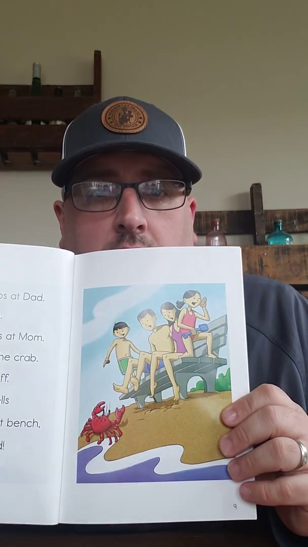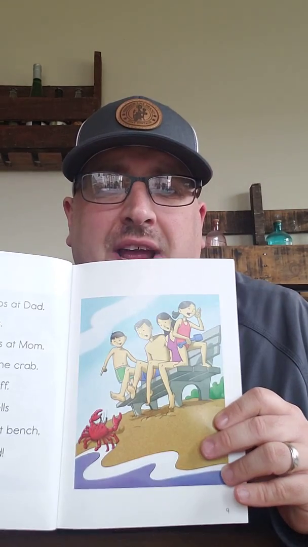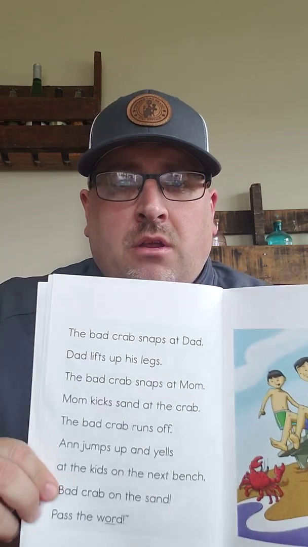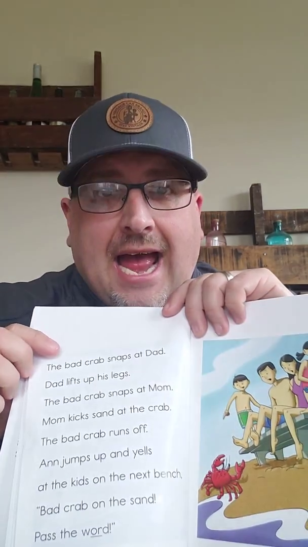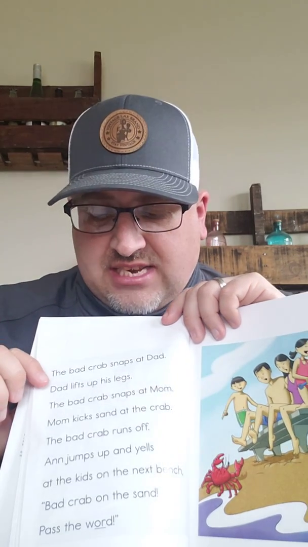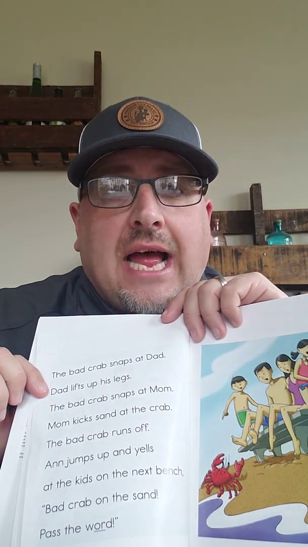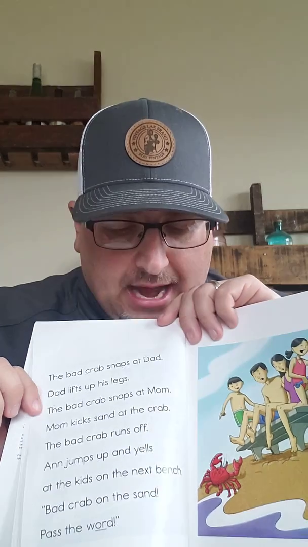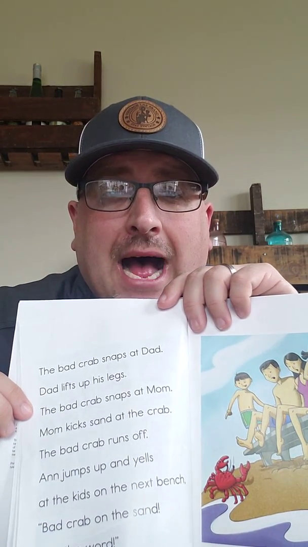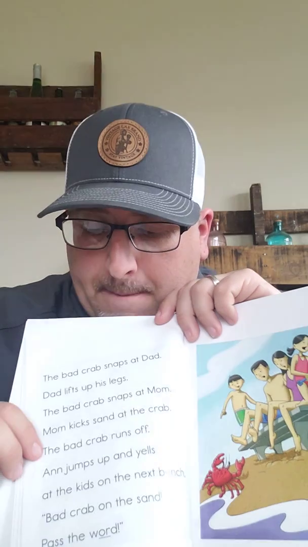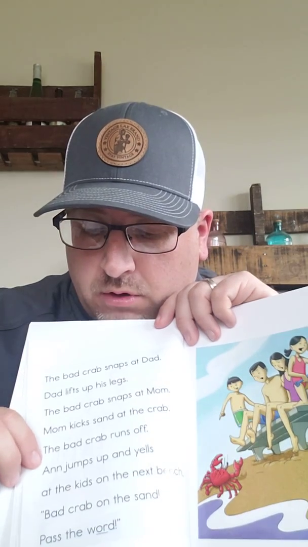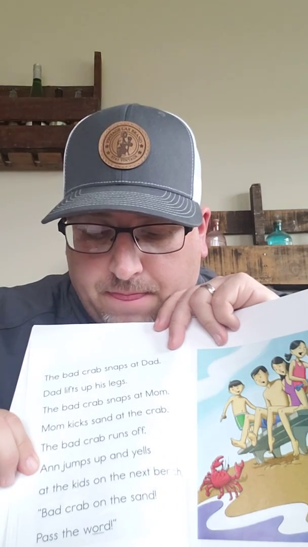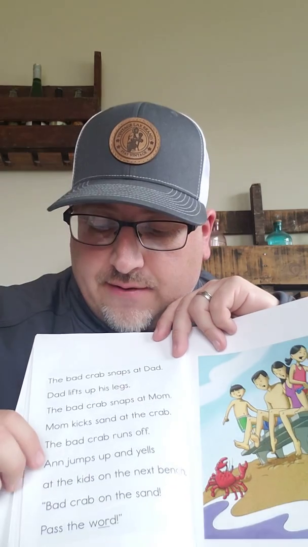Here they are. Look at the illustration. Look at how the family looks right now. All right, here we go. The bad crab snaps at Dad. Dad lifts up his leg. The bad crab snaps at Mom. Mom kicks sand at the crab. The bad crab runs off. Oop, think they scared him off.